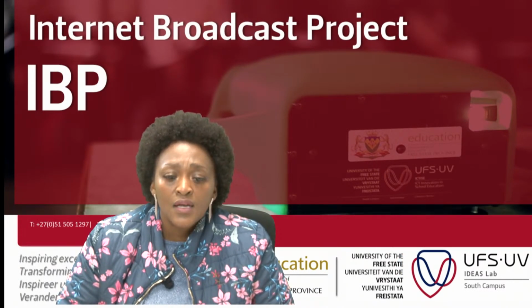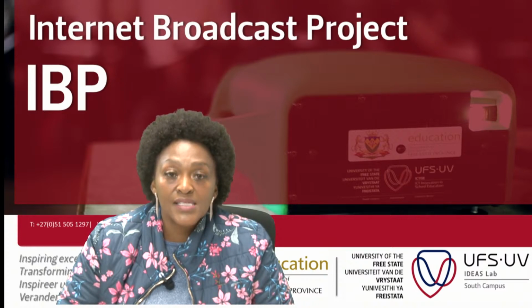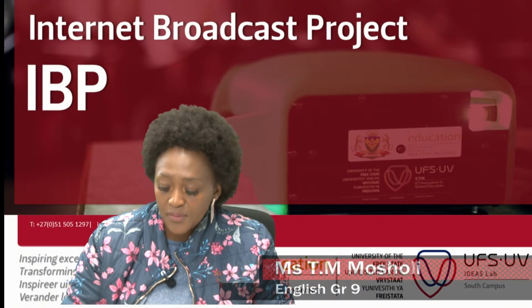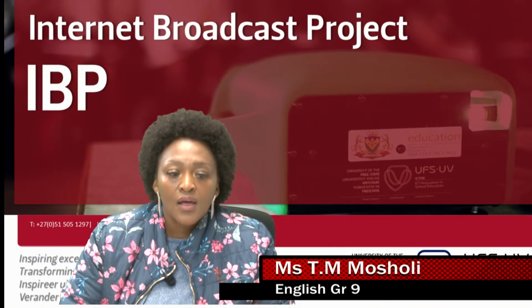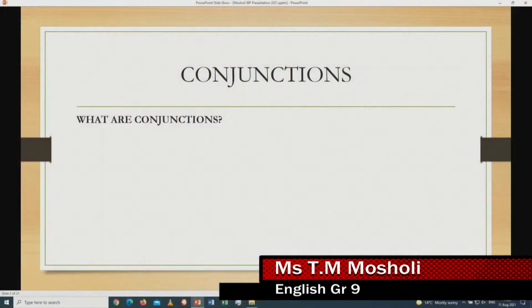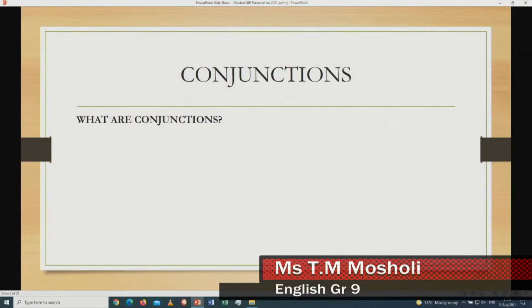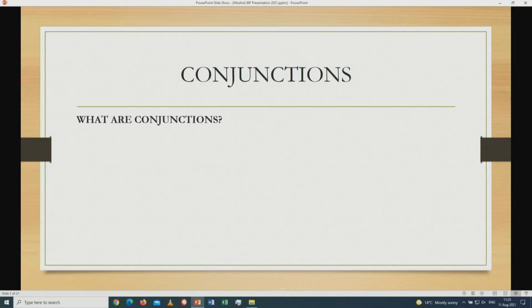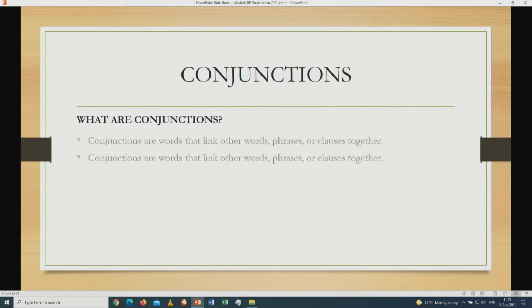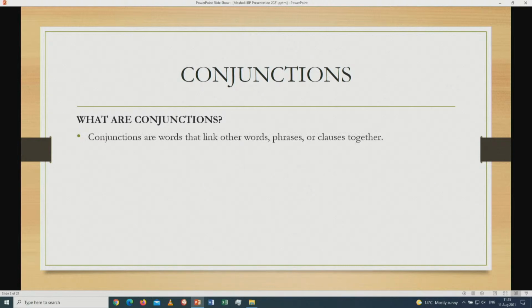Today, the grade 9s, we are going to do a lesson on conjunctions and transitions. The first thing that I'm going to do is to explain what conjunctions are. Conjunctions are words that link other words, phrases, or clauses together.